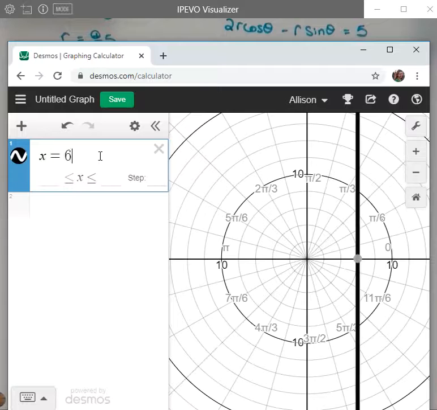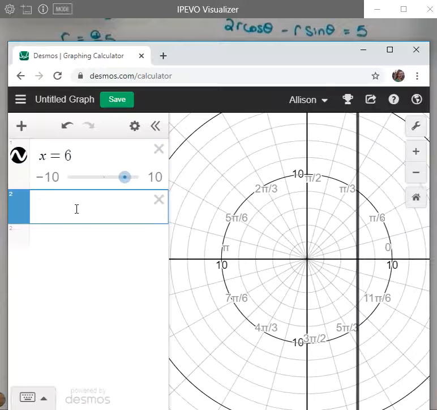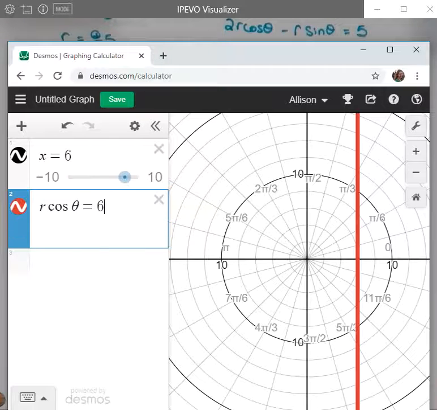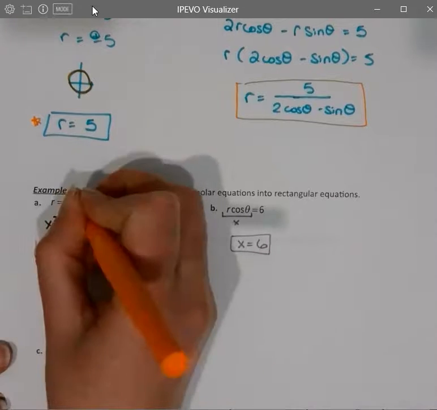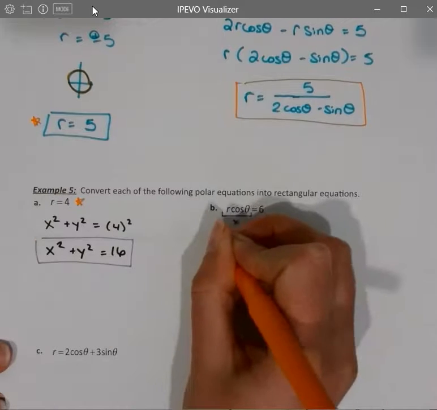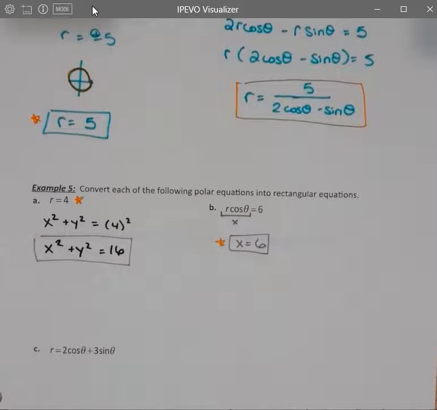If I graph x equals 6, there it is. Or if I graph r cosine theta equals 6, the line shows up again. You can see that it's right on top of the other line. So we have the same graph in two different ways, in polar and in rectangular. And so again, we have a case where in the first one, the polar equation was simpler, and in the second one, the rectangular equation is simpler. So it's going to depend completely on what the equation looks like.